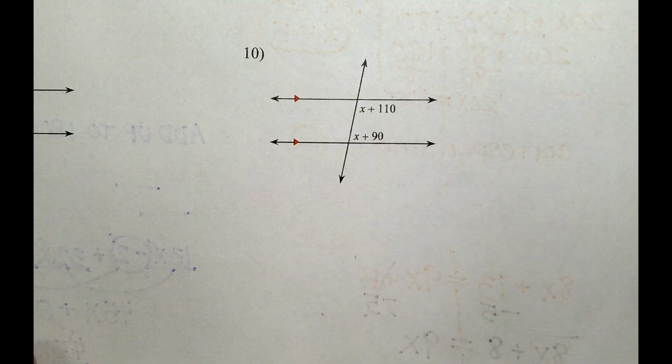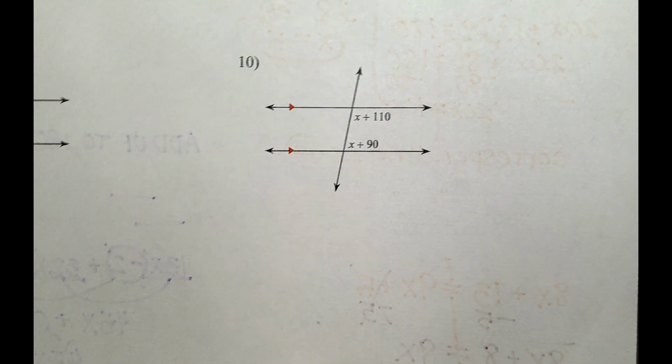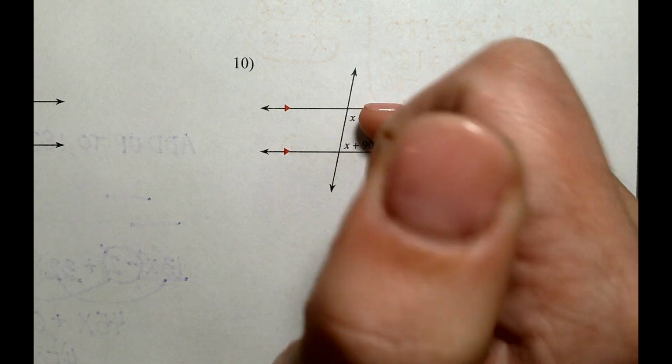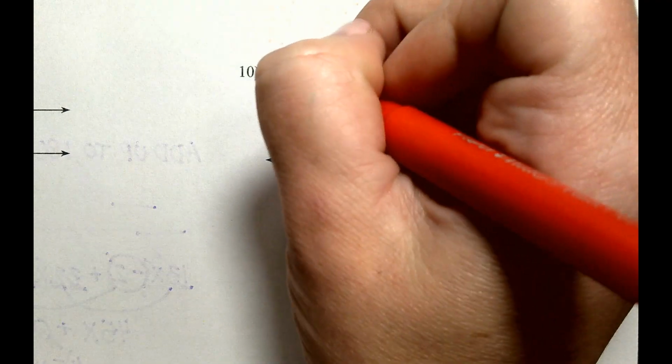My options are the angles are either going to be equal to each other or we'll add them together and they'll equal 180. Which one are we thinking? Equal or 180? Which one? 180. They are right next to each other on the inside. These will add up to 180 degrees.